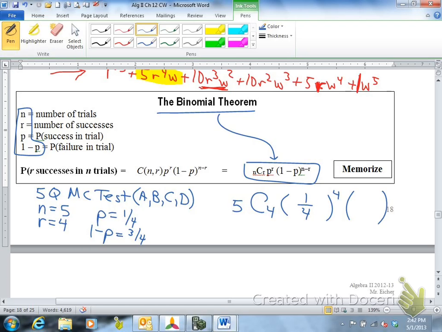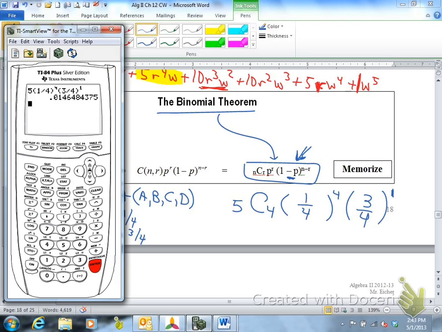And then probability of failure is this 1 minus p part in here, raised to the difference between the two. So if you have 5 questions and you succeed in 4 ways, then you have 1 question that you fail at getting it correct. So 1.5 chance.